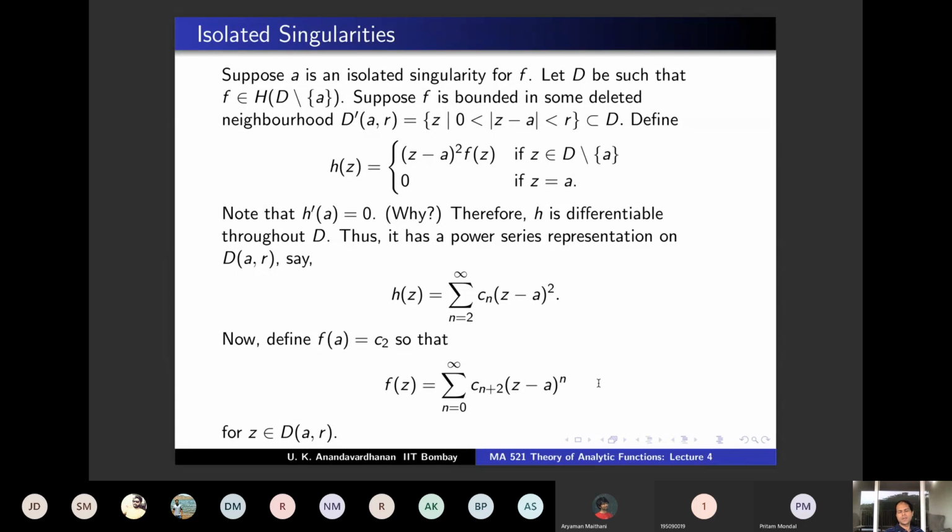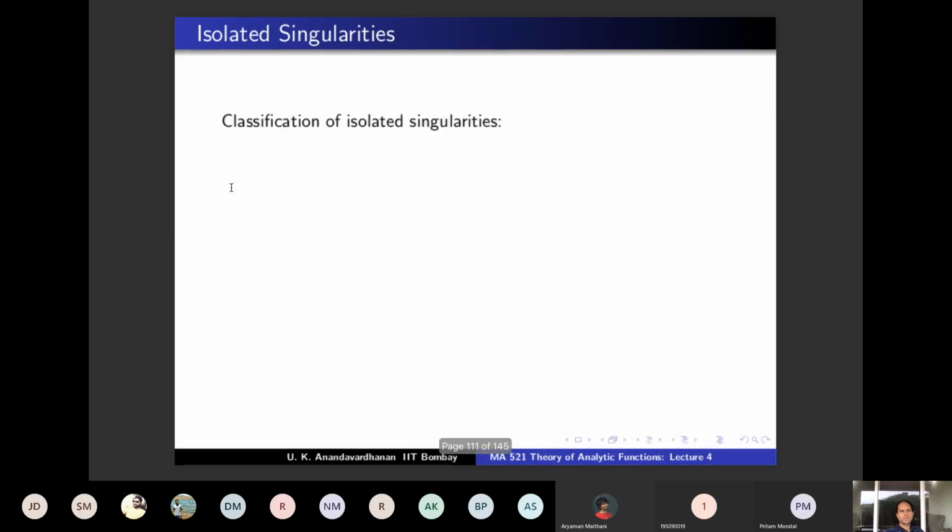In sin z by z, this is what happens. It will be the limit of z going to a of f(z), and that will be c_2. And in that example, it will be 1. So you can redefine like that. You can remove the singularity. So if f is bounded in some deleted neighborhood of the singularity, then it is a removable singularity.